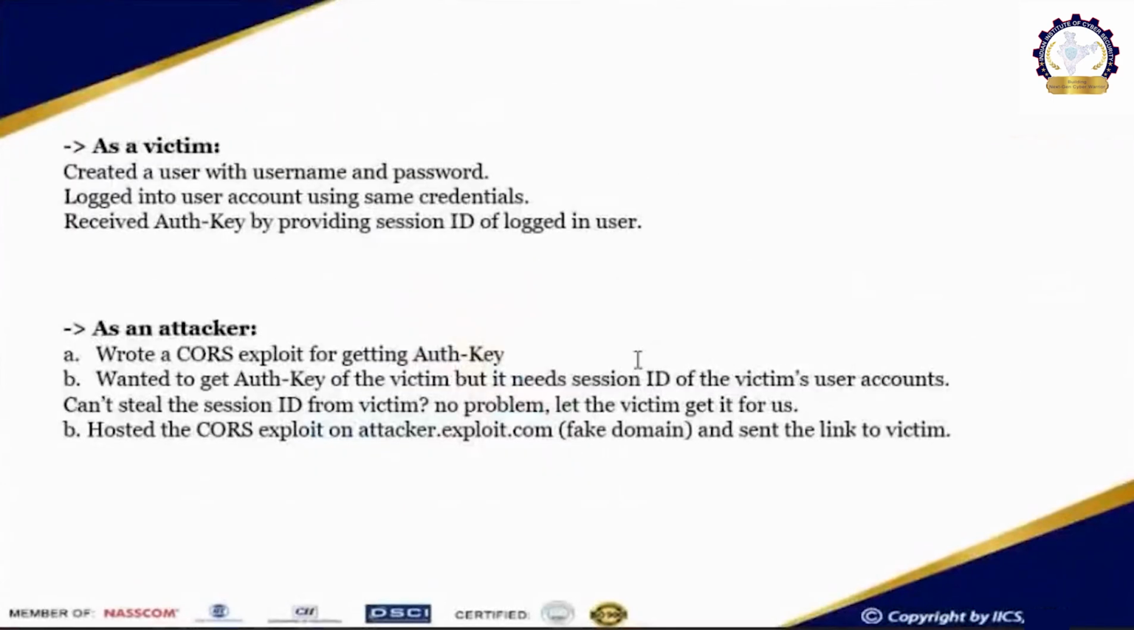What's happening here is, as a victim, a normal person creates a user with username and password, logs in with the same credentials, and receives an auth key. This is a normal thing. As an attacker, if he writes a CORS exploit for getting an auth key, just by hosting that exploit on his or her private server, he can host that in your origin header.